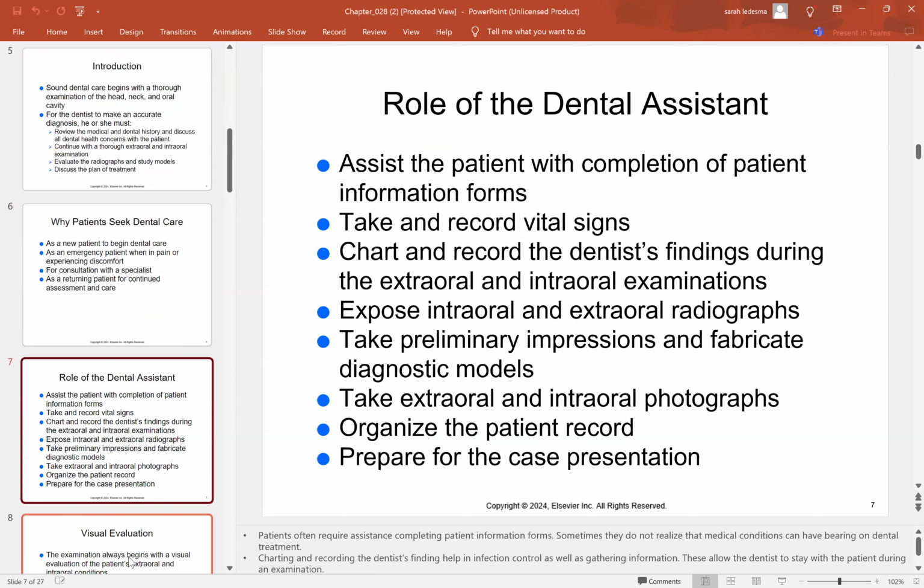The role of the dental assistant includes assisting the patient with completion of patient information forms, taking and recording vital signs, charting and recording the dentist's findings during extraoral and intraoral examinations, exposing intraoral and extraoral radiographs, taking preliminary impressions and fabricating diagnostic models, taking extraoral and intraoral photographs, and organizing the patient record to prepare for case presentation.